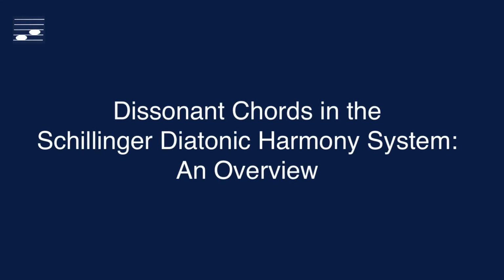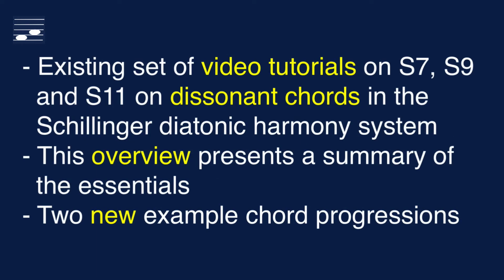Hello and welcome to another video episode about dissonant chords in the Schillinger Diatonic Harmony System. This tutorial presents an overview of the set of videos on the 7th, 9th and 11th chord. I will summarize the essentials and you will see two new example chord progressions in synthesizer music and jazz big band idiom. As always, what I'm trying to prove here is that the Schillinger system is not just an academic exercise, but that it enables you to create real music with predictable qualities.